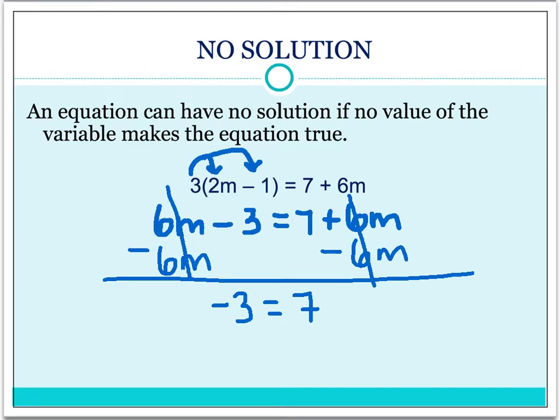And so what's happened is that the variable has completely disappeared. There is no m value anymore. And so we take a look at the sentence that's left over. The remaining sentence says negative 3 is equal to 7. Well, we know that negative 3 can never be equal to 7. There is never a time where 7 and negative 3 will ever be equal to each other. And when this happens, your answer then becomes no solution. And we would write no solution.